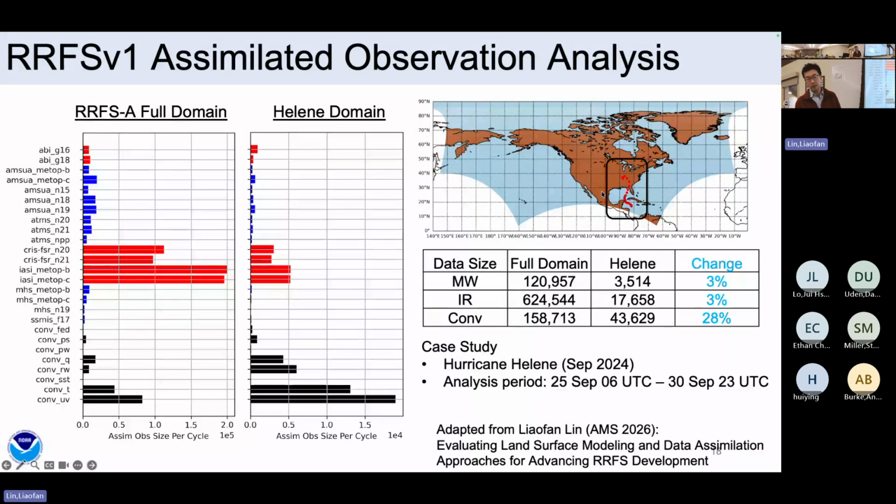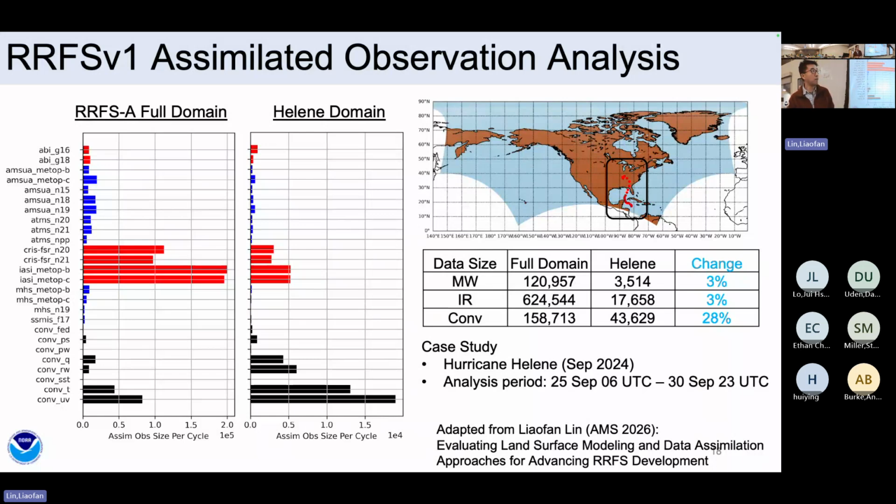So the figure on the left shows the average observation count over approximately 6 days for the entire North American domain. And this one shows the observation count within the hurricane domain. The y-axis shows different satellite sensors from the top to here, and then from the bottom it's the conventional observations. One thing to mention is there is an order difference between this one and this one. You can see this is 10 to the 5, this is 10 to the 4. So basically this is much smaller than this one because this is over the Hurricane Helene domain.